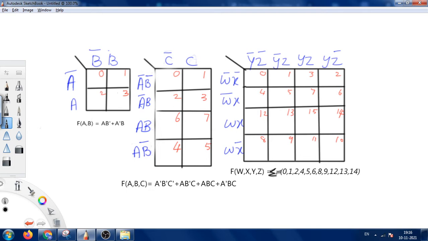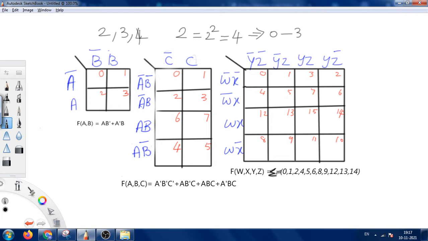In this video, we are going to see how to fill the 2 variable, 3 variable and 4 variable Karnaugh maps. Okay, so now let us see first of all how the maps are drawn. We know that for a 2 variable Karnaugh map, we have 2 power 2, which is equal to 4 cells, 4 values ranging from 0 to 3. So you can see here in this Karnaugh map, the 2 variable Karnaugh map, we have values 0, 1, 2 and 3.